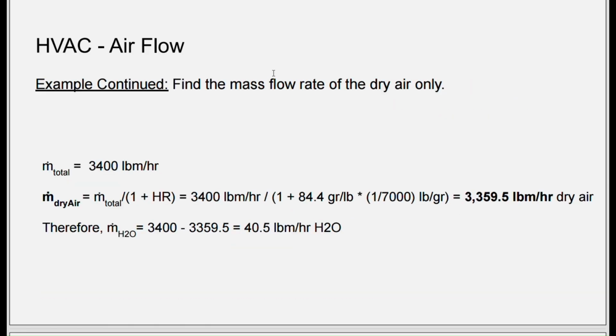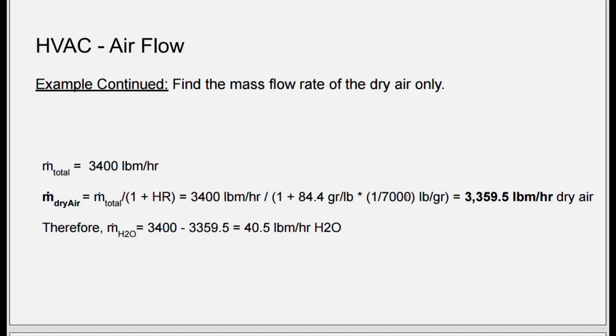All right, so with that same thing that we just did, what is the mass flow rate of the dry air only? So here's our total mass flow. What is the dry air mass flow? Well, if you do some arithmetic, you can say that your total mass flow is equal to the mass of dry air plus the water vapor mass. And do some rearranging, and you'll find that your dry air mass is equal to this equation right here, total divided by 1 plus humidity ratio.